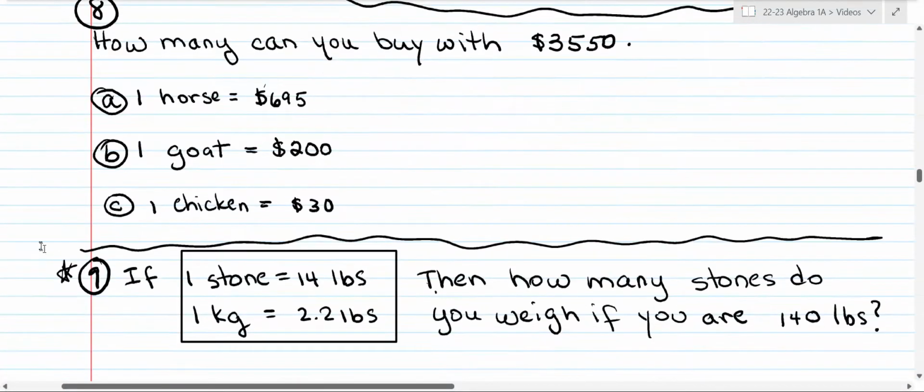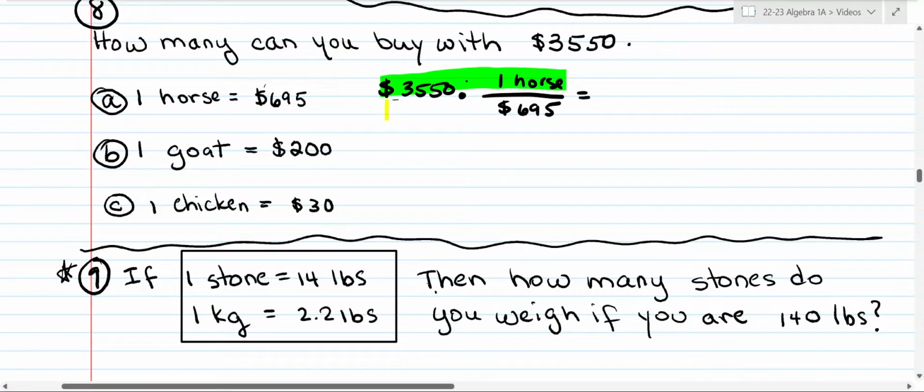All right, how many can you buy with 3,550? Well, you have $3,550, right? And this is technically over 1. And we can buy 1 horse with $695. All right, so then ultimately the numerators are these and the denominators are these. All right, which is why you end up with 3,550.